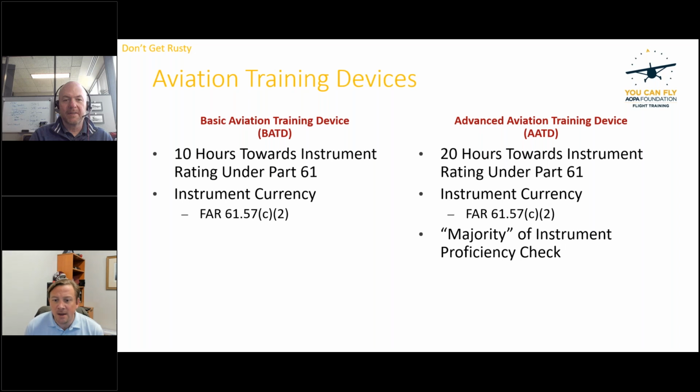On the ATD side, you get a little more time for your instrument rating, but again, you can do the instrument currency and the majority of an IPC, which we can talk about at the very end a little bit. And just real quick, we get 2 questions that apply to this as well. One person was asking, I know it was Gary asking here, ballpark cost of the BATD or AATD, just to have an idea of where that might fall.